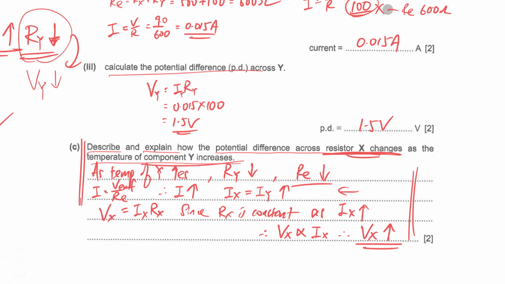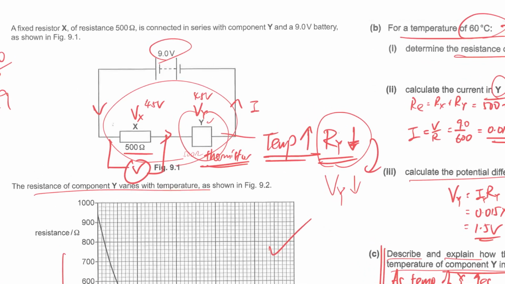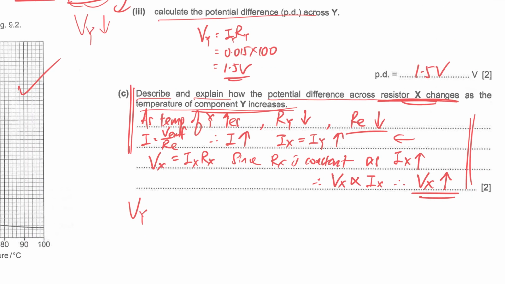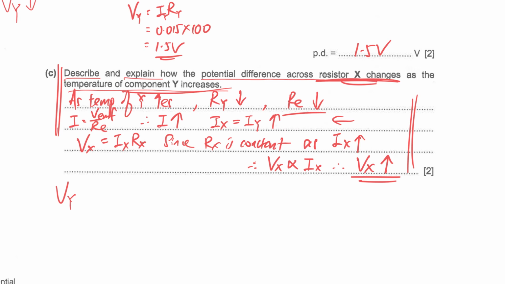So that's how you answer this question, and it's rather straightforward. But I want to bring your attention to what if the question asks about V, the potential difference across Y instead of X. There's a difference, because X is a fixed resistance, but Y is a thermistor, so its resistance changes. Now let's see what the problem would be if we use the same technique. Most students will have the tendency to write Vy equals the current flowing through Y times the resistance of Y.